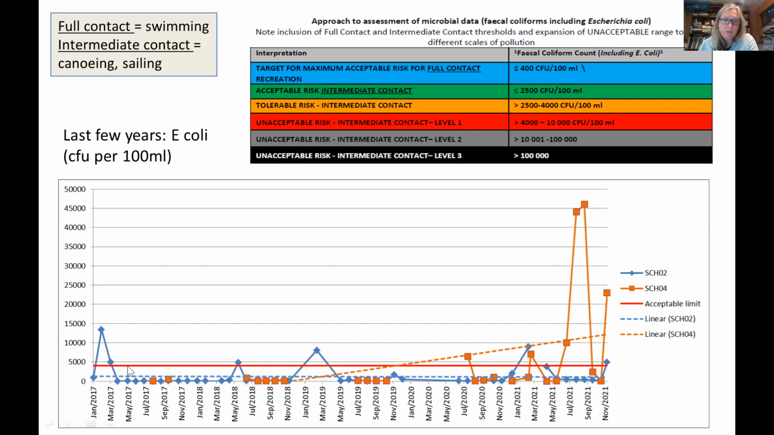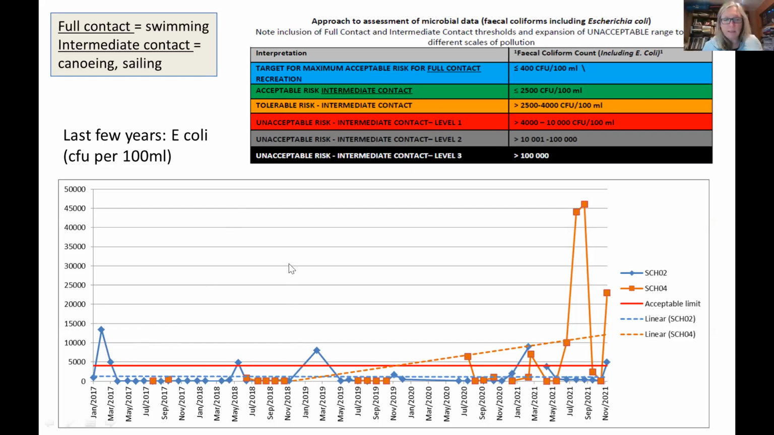Now, what I put on here is a red line, which is at 4,000 E. coli units, or bacteria per 100 mils. And that's a level that the city looks at as being acceptable. So everything below 4,000 bacteria per 100 mils is an acceptable limit when it comes to contact with the water. Looking at the table at the top here, that level is between the orange and the red. So you're going from a tolerable risk to an unacceptable risk if you're going over 4,000. So I've just put that line on here for us to see.